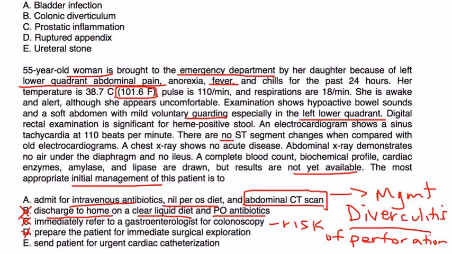Send patient for urgent cardiac catheterization. That's just irrelevant because they're talking about cardiac, and there's nothing here. See, there's no ST segment changes, so it's not really an acute cardiac event. So by process of elimination, it's A, and A definitely is the right answer because IV antibiotics, NPO diet, and abdominal CT is definitely the management of acute diverticulitis.